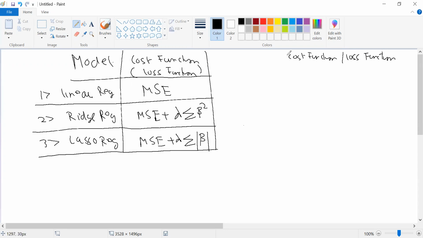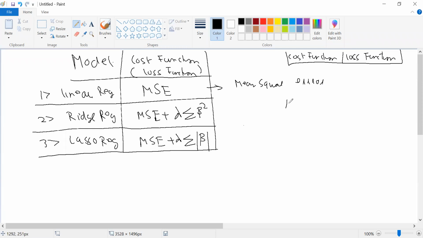And then later on, I'll introduce a few more cost and loss functions. So what is MSE? MSE is nothing but your mean square error. Does everyone remember? Mean square error. Let me just revise what mean square error is. Me revising means you will revise it.